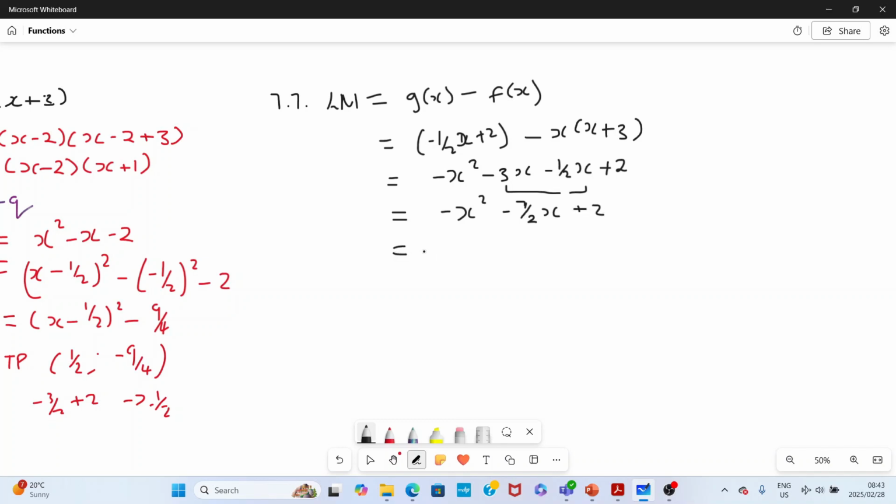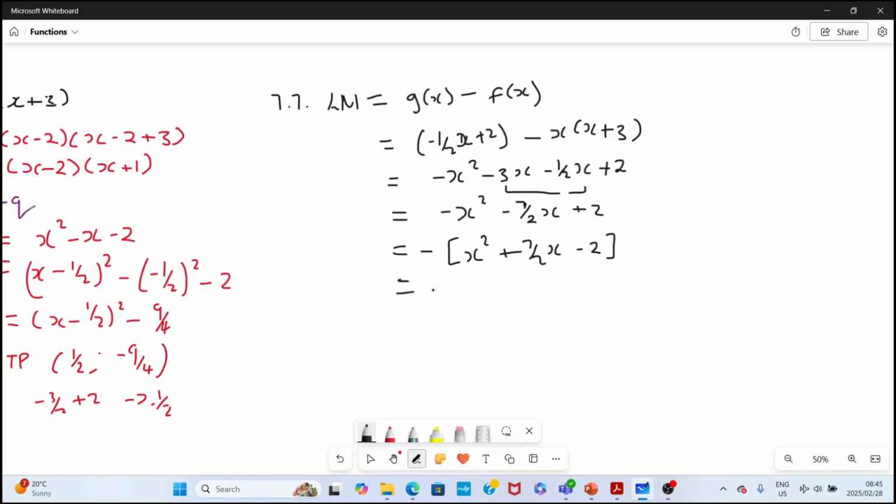So we can just factor out the minus sign and just put it outside. Then we'll have x squared plus 7 over 2x minus 2. So this will be, we keep this minus, and then we'll have x plus 7 over 4.